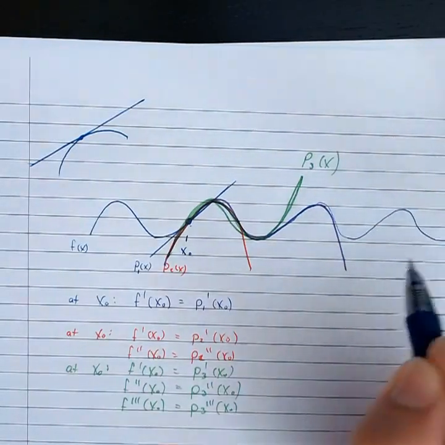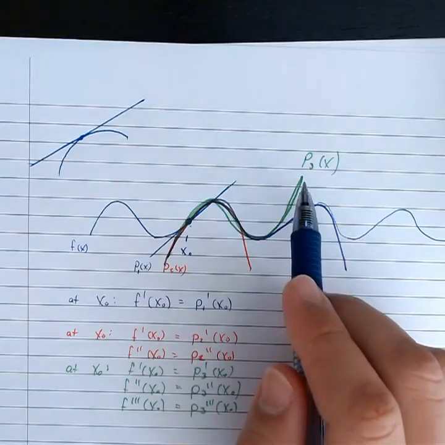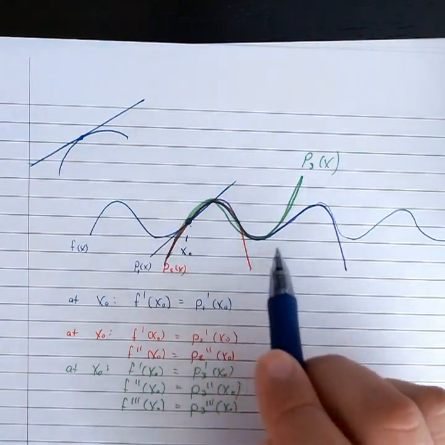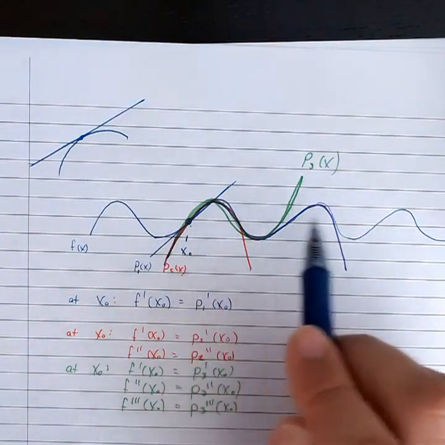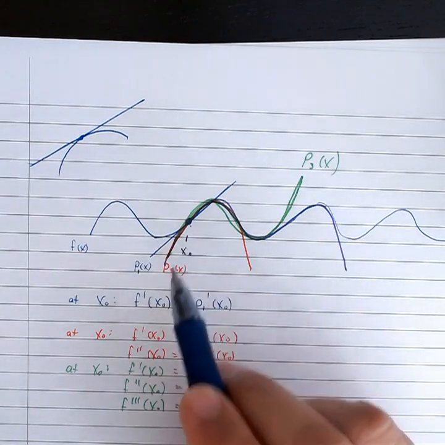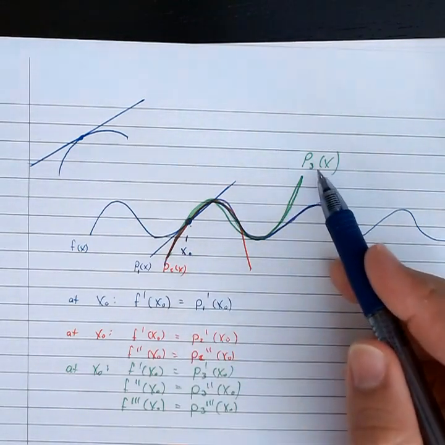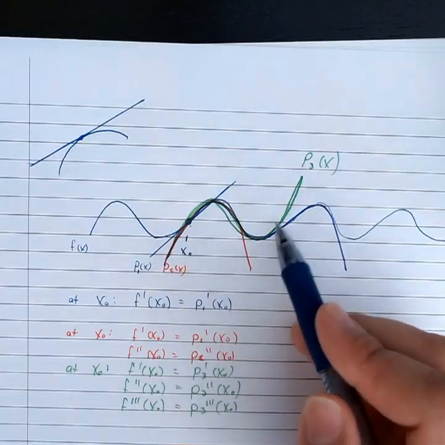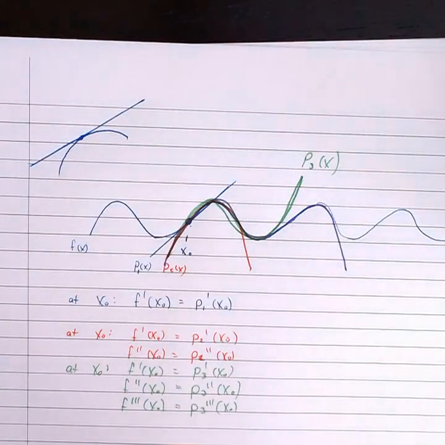It goes up and down and up and down. A polynomial only has a certain number of bends in it, so it will never follow it perfectly. But notice that the more degrees of a polynomial I have, the better approximation it is for longer.